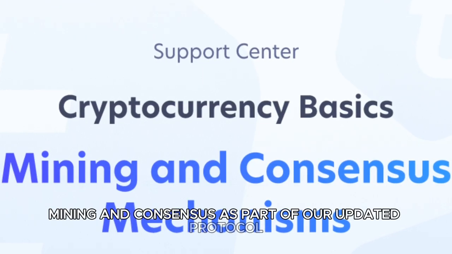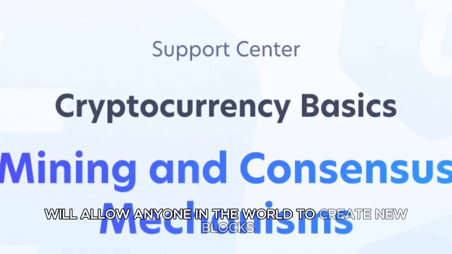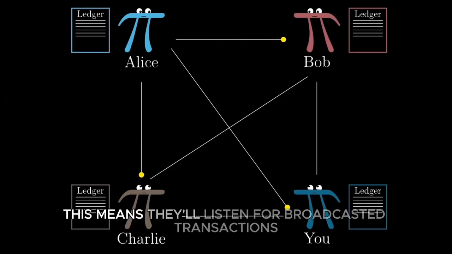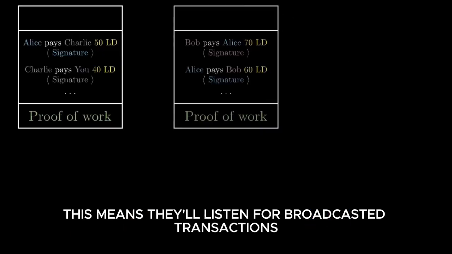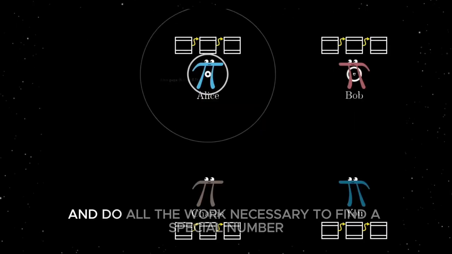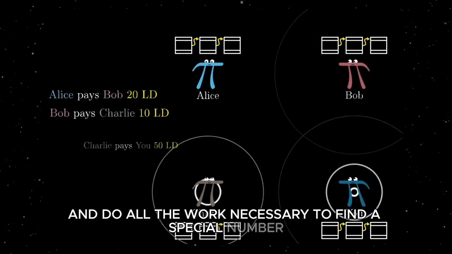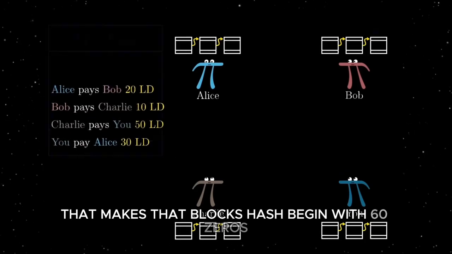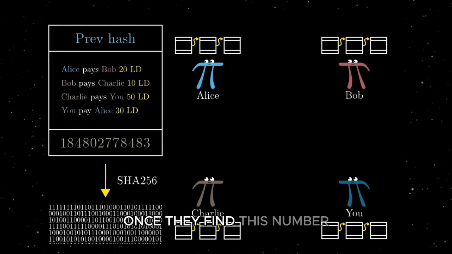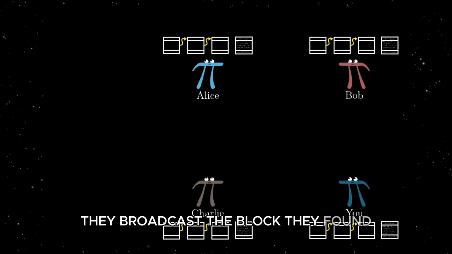Mining and consensus. As part of our updated protocol, we'll allow anyone in the world to create new blocks. This means they'll listen for broadcasted transactions, group them into a block, and do all the work necessary to find a special number that makes that block's hash begin with 60 zeros. Once they find this number, they broadcast the block they've found.